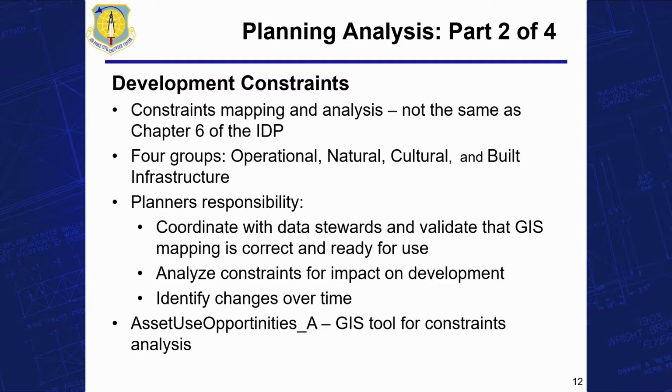Built constraints are existing installation infrastructure that have a current mission or installation support function. Built constraints are buildings, structures, roads and streets, parking areas, sidewalks, utilities, and other constructed elements. Only mapping constraints is not sufficient for installation planning. Each type of constraint has its own influence on development.